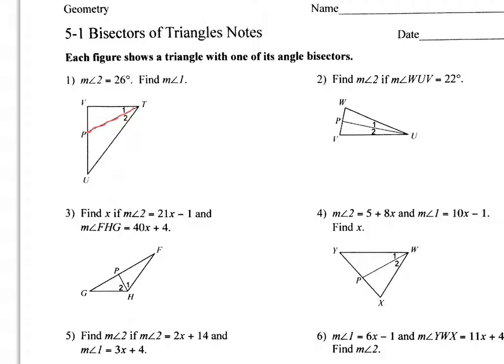This segment right here is an angle bisector, so it says if angle 2 is 26, what is the measure of angle 1? Well, it also must be 26. So 26 and 26. Find angle 2. If angle WUV, now WUV is the whole thing. That's 22. So if WUV is the whole thing, then the angle bisector cuts it in half. So I take 22, divide it by 2, and that's 11. So angle 1 is 11, and angle 2 is 11.